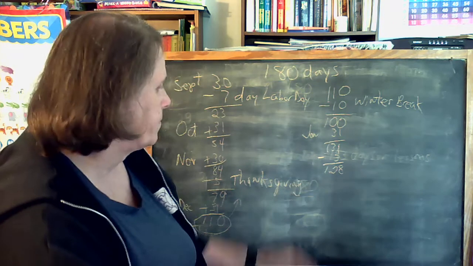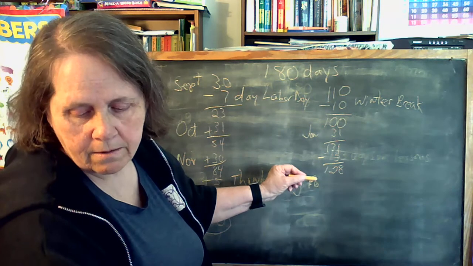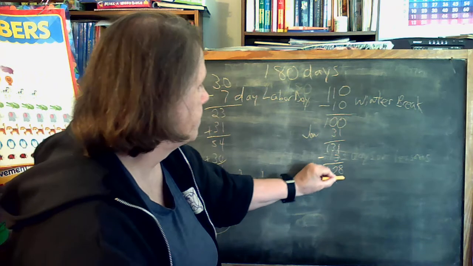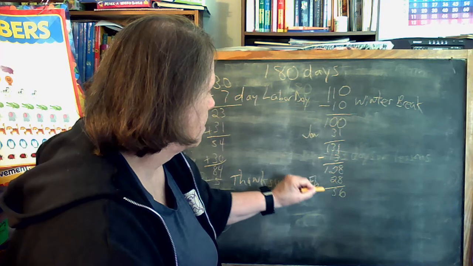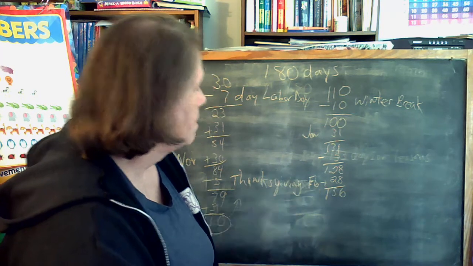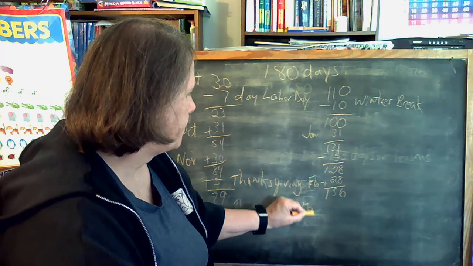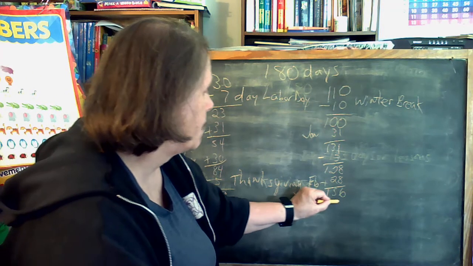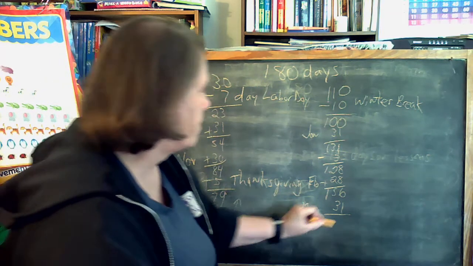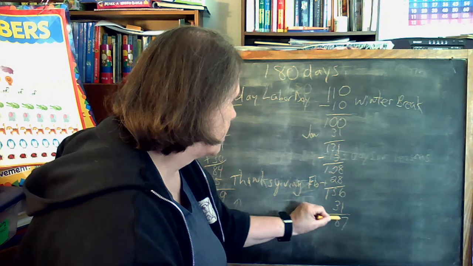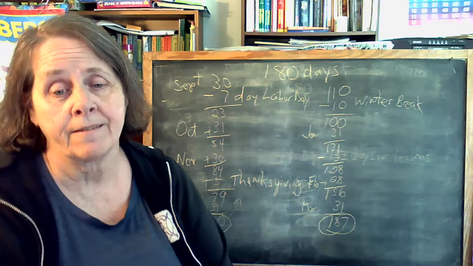$128 days. February has 28 days. $156 days right there. March, and I know you're all thinking that we're coming up close to a spring break, which is true, but bear with me here. A total of 187 days.